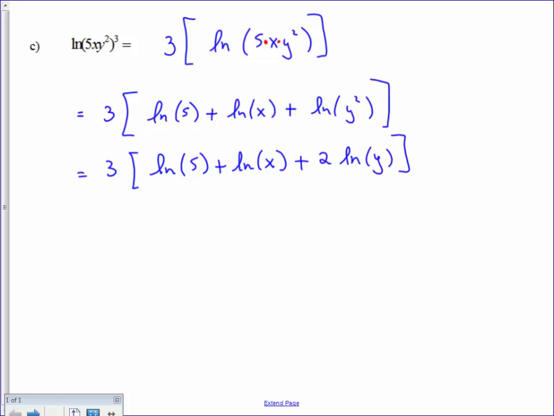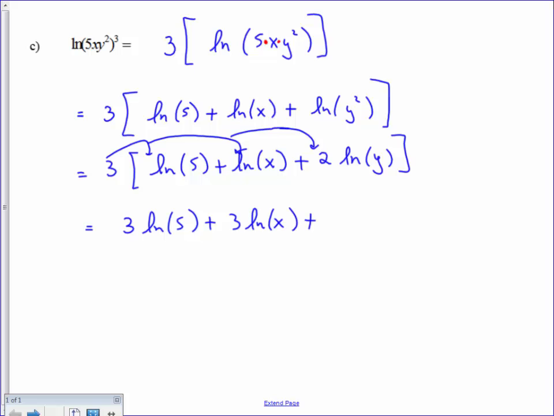of y. None of my logs reduce, and so at this point the last step would be to multiply this 3 to the front of each of these logs. Never, ever, ever multiply a constant to the inside to an argument, but always multiply it in front of the log. So 3 natural log of 5 plus 3 natural log of x, and then finally plus 6 natural log of y. And then that would be your answer.